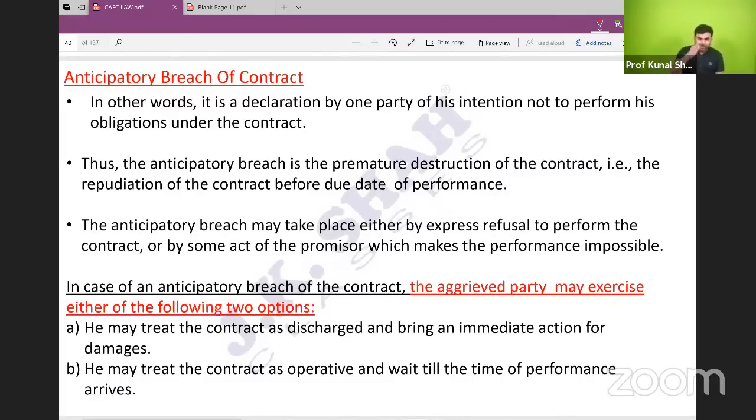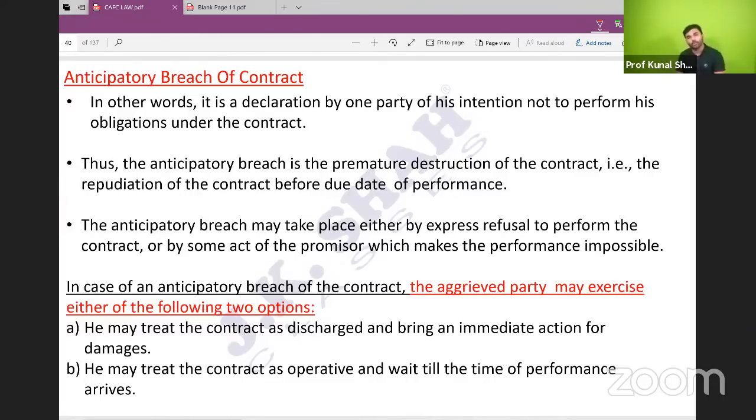Either he can continue this contract up to the due date. JK Shah sir, option number one: on 5th April, Kunal Shah has done a breach of contract. Then option number one JK Shah sir has is to keep the contract alive till 10th April. If on 10th April Kunal Shah does not travel to Ahmedabad, then file a case against Kunal Shah. This is option number one.